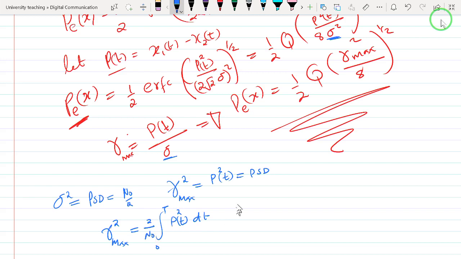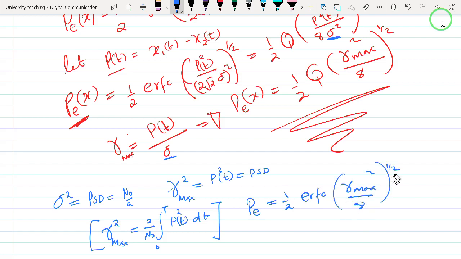So for that reason, that becomes our expression of gamma max that we are going to be using to find the probability of error for different modulation schemes. We can express the probability of error as equal to a half ERFC of gamma max squared divided by 8, power 1 over 2, where gamma max is going to be expressed by this expression right here.